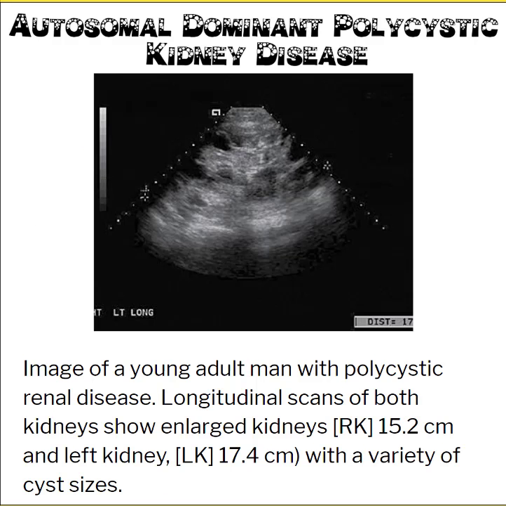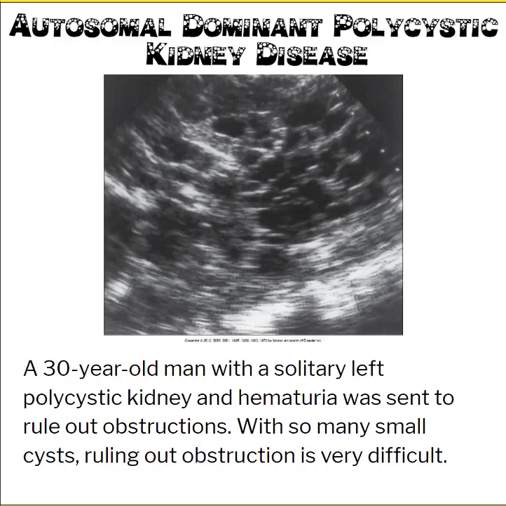So this is an image of a younger man with polycystic kidney disease. Again, typically it's between 40 and 50. It can be earlier in life. But this is a younger patient with polycystic renal disease. And we can see here, this is the right kidney. We can see multiple cysts on the kidney. And the kidney, they say, measures 15 centimeters on the right and 17 centimeters on the left. So those are very large kidneys filled with cysts.